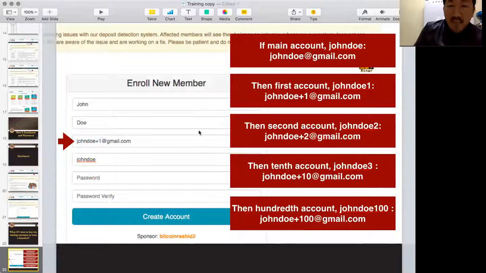When you're enrolling a new member, let's say you want to buy more accounts for yourself. If your main account uses this email, let's say in this example, johndoe@gmail.com, and you want to buy more, so for the first one, just write johndoe+1@gmail.com. Second one, johndoe+2@gmail.com. Any authentication passwords will be sent to johndoe@gmail.com. That way, even if you want to make 100 accounts, you don't have to create 100 emails. So that's a very useful tip.